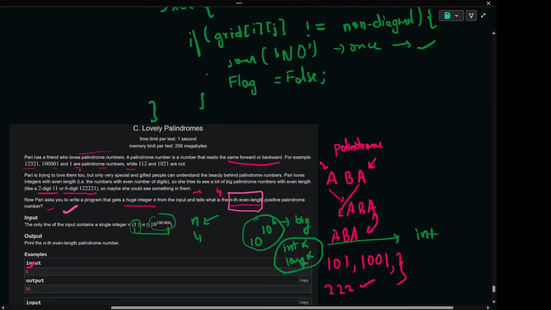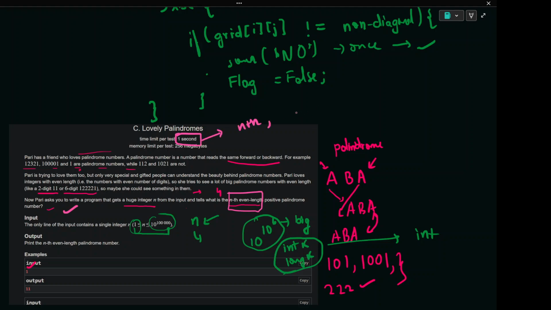So what is the time constraint? We should also see the time constraint. It is 1 second, right? So in 1 second, can we find the nth palindromic number where n could be 10 to the power 10 to the power 6? In 1 second there will be 10 to the power 9, so that is 1 billion operations, right? So 10 to the power 10 to the power 6 is very, very much larger than 10 to the power 9.